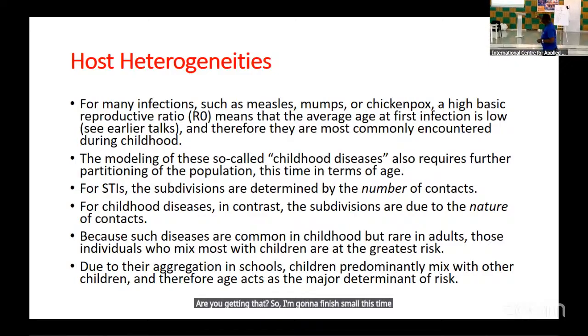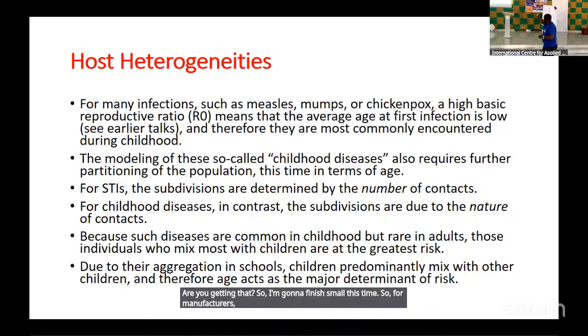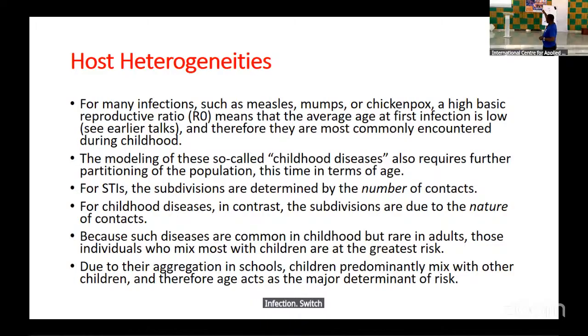For many infections such as measles and chickenpox, a high basic reproduction number means that the average age at first infection is low. You understand that? The age at which people get the infection, the minimum age, is low. That's why the output is high.